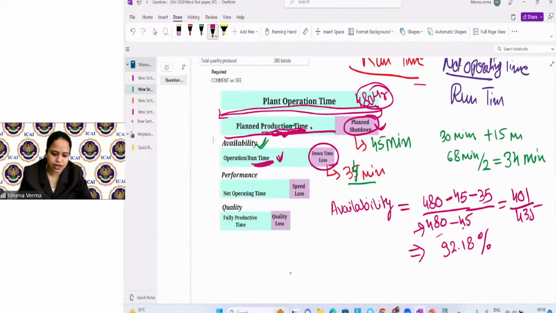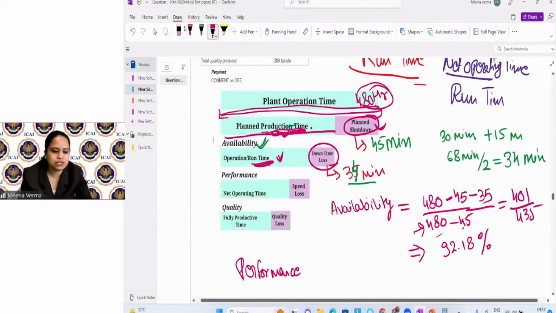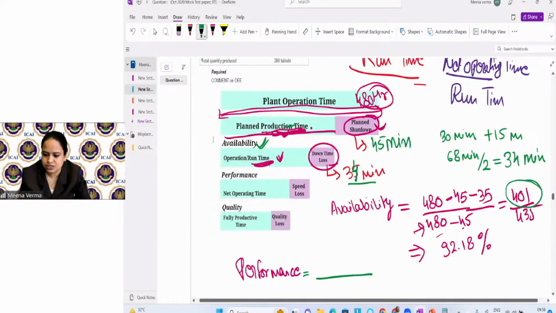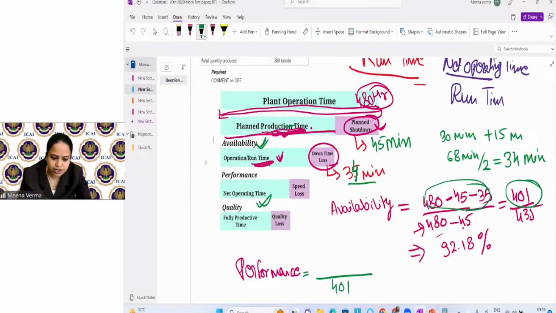Now we have to calculate performance. Performance is equal to net operating time divided by runtime. In the denominator, we will take runtime, which is 401. Net operating time divided by runtime will be your performance.